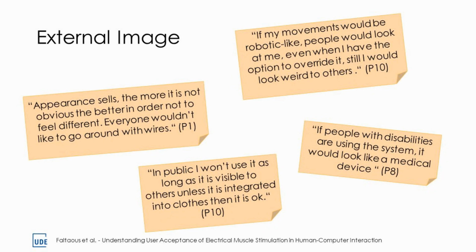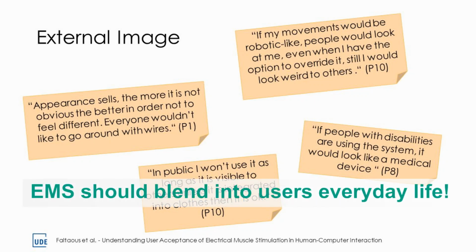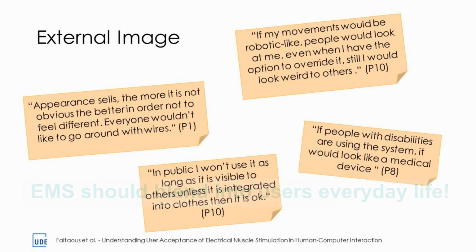For the external image, participants stressed that it should not be apparent. On the one hand, they mentioned the device itself and that it needs to be integrated into clothing. On the other hand, they argued that the resulting movement should also look normal. It should not look like movement of a robot, as P10 argued. However, there are exceptions, such as if the device is clearly recognizable as medical, it would be okay, as P8 pointed out.